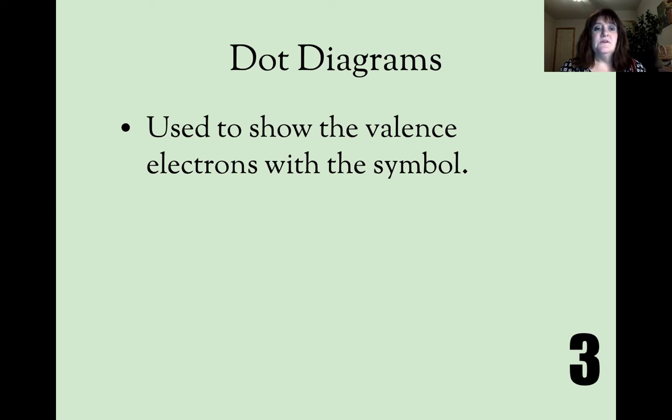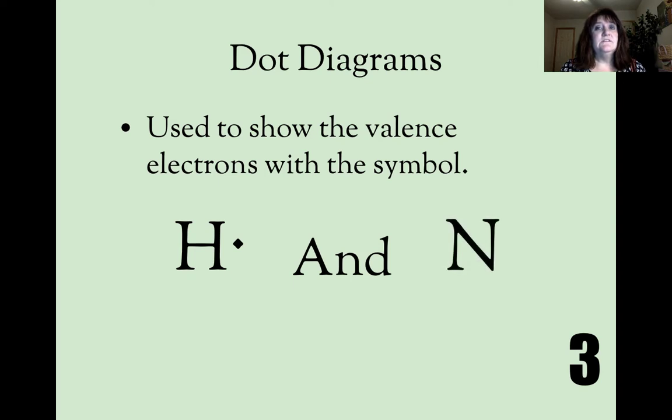Dot diagrams are used to show the valence electrons with the symbol. So hydrogen, remember, is in group 1, has 1 valence. And nitrogen is in group 15, has a valence of 5. And remember, those can be in any little groups of 2.